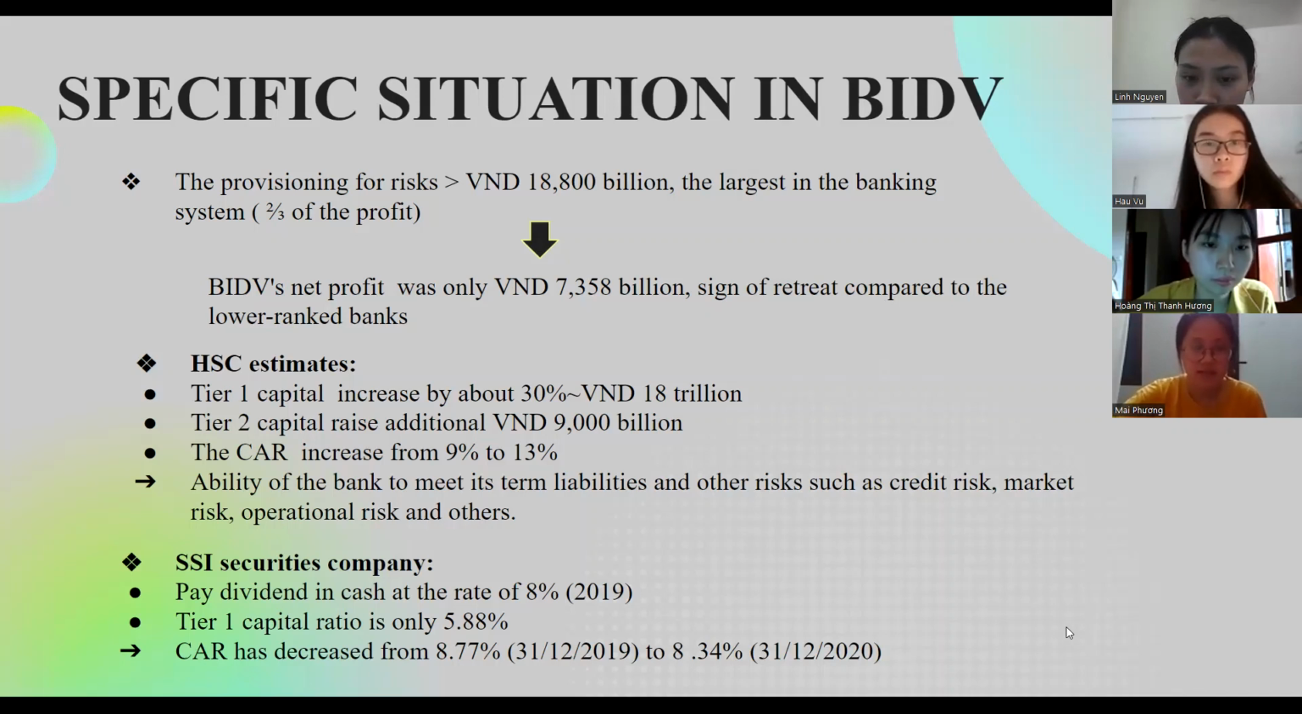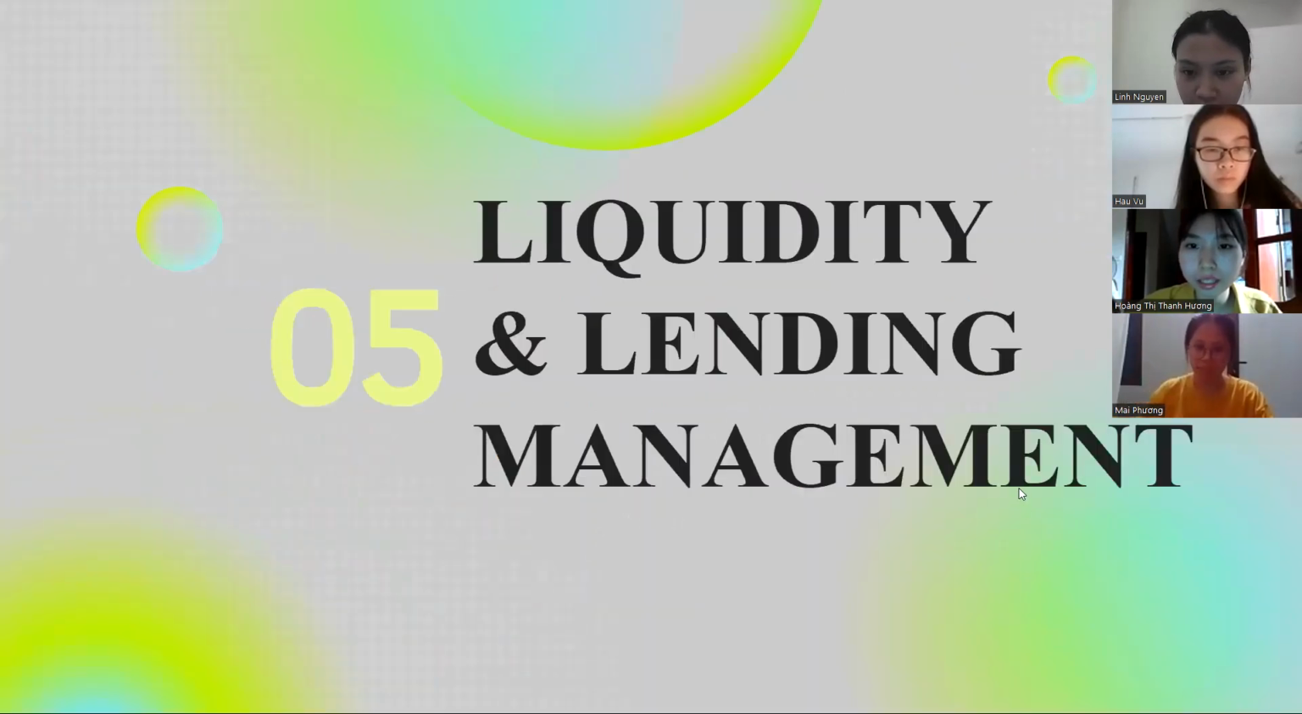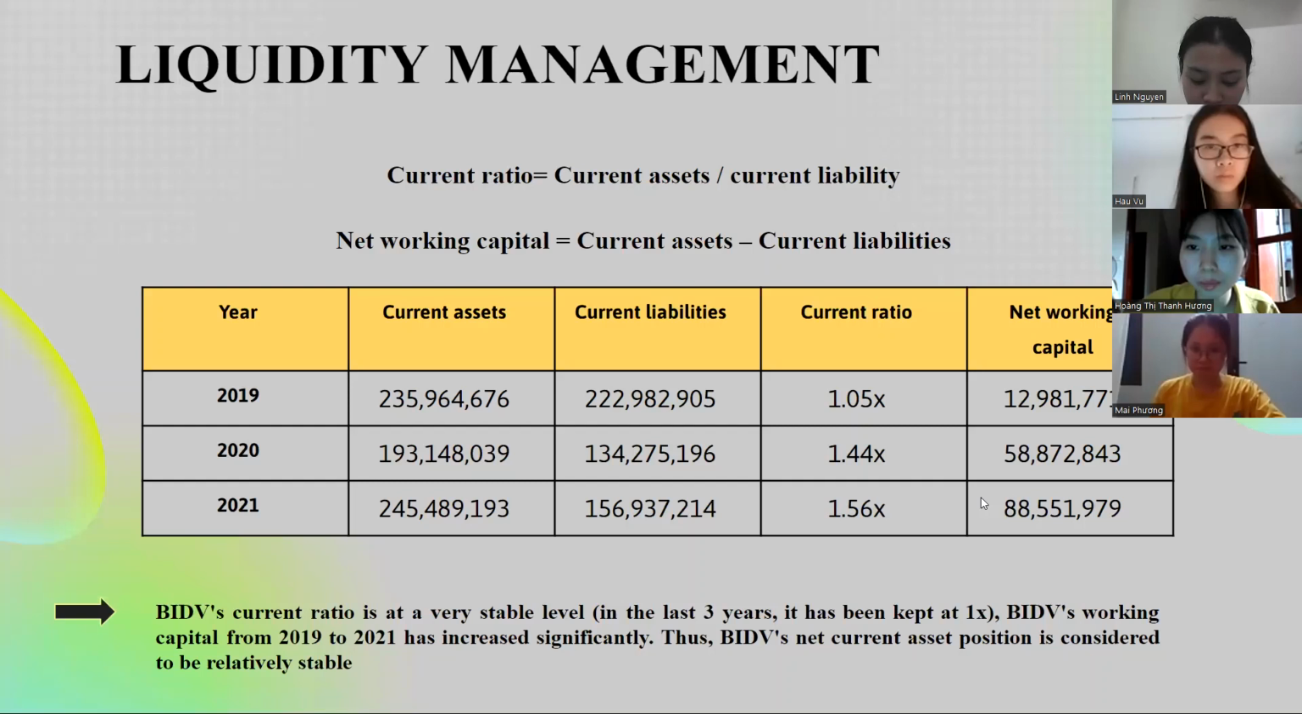Okay, next part, we will talk about liquidity and lending management. As we all know, liquidity is the ability to convert an asset into cash. Thus, liquidity risk is the risk arising when a commercial bank is insolvent at a certain point in time or fails to promptly convert assets into cash, or is unable to mobilize capital sources at high cost to meet payment needs.